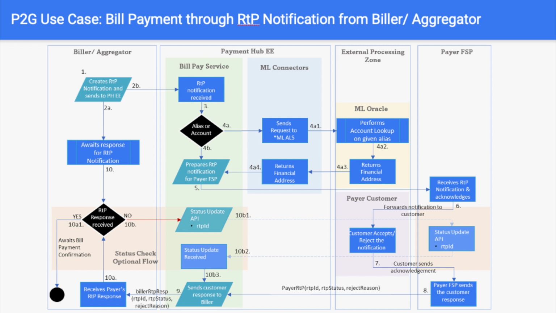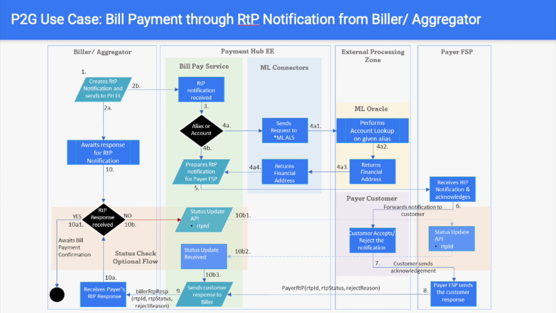And the bill pay service then passes on that information, whether it has been accepted or rejected, via the API back to the biller aggregator, so that it would know whether it would be receiving a payment or it would not be receiving a payment.